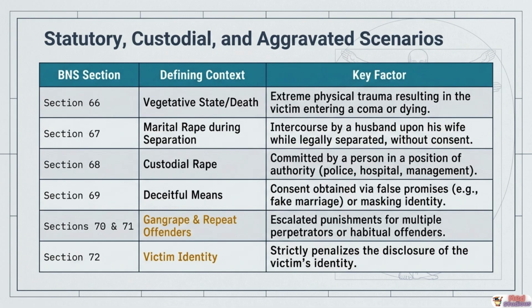BNS Section 69 covers rape by deceitful means, consent obtained through false promises of marriage, impersonation of another person, or deliberate misrepresentation of identity. BNS Section 70 and 71 address gang rape and repeat offenders respectively, both attracting mandatory minimum 20-year sentences extending to life imprisonment. Finally, BNS Section 72, often overlooked but critically important, strictly penalizes the public disclosure of a rape victim's identity through any medium, including print, digital, or broadcast media.